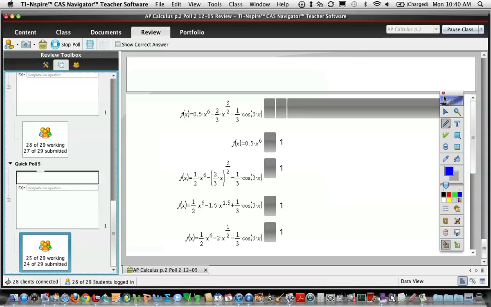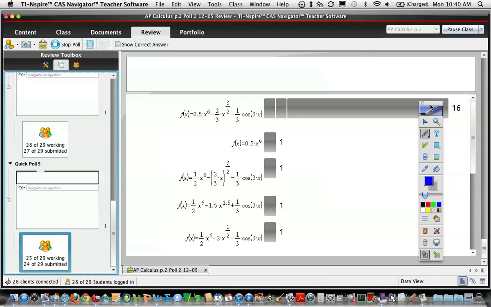Why keep saying syntax error? Where's that? 16. 16. Mine looks just like that one.